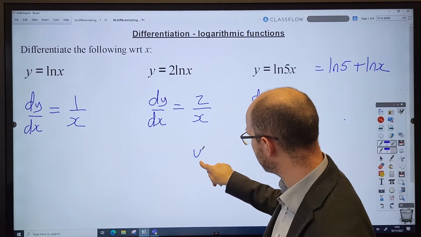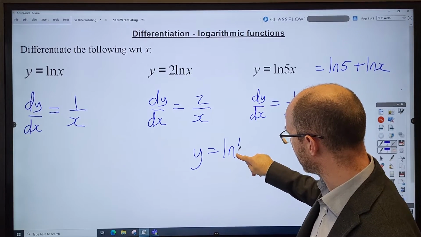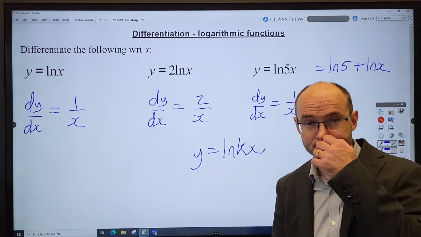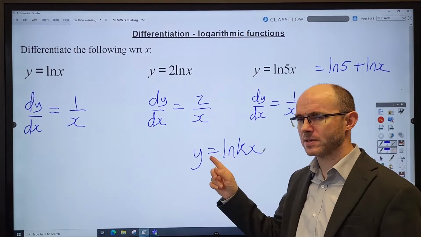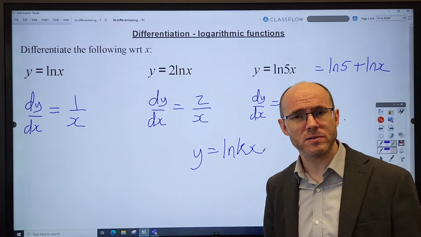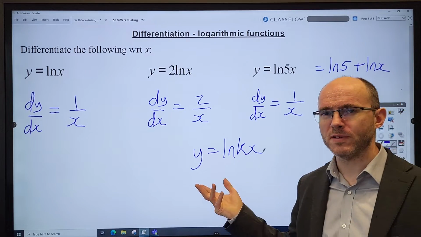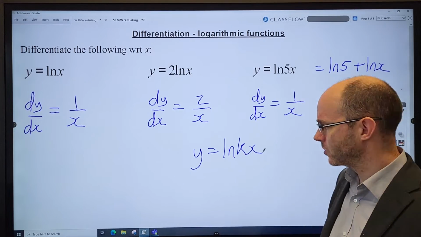Now, when we say in general, we mean when we use something like this. If y equals the natural log of kx, where k is some constant, reasonable constant. Remember, you can't take logs of 0 or negative values. So a constant like 2, 3, 5, a simple number, not a million.